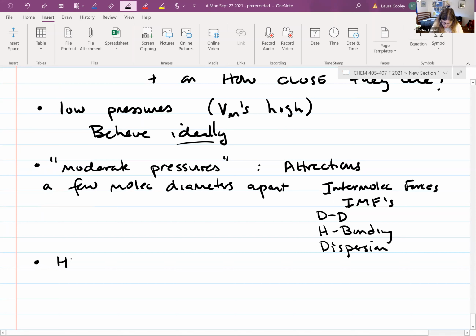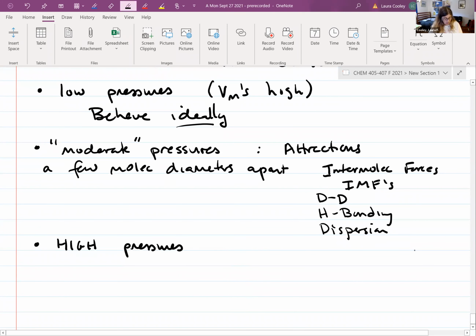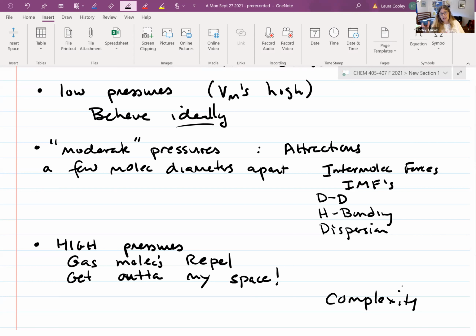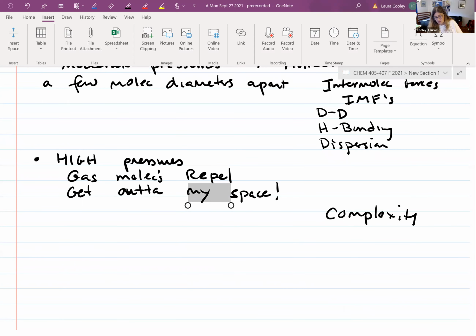But what happens when you get to a realm of high pressures? The definition of moderate and high really depends on the gas and how strong its intermolecular forces are. But at very high pressures, gas molecules actually repel each other. Because it's like, get out of my space. Two molecules cannot take up the same volume. So you can see there is some complexity to non-ideal gas behavior. You can't just make a blanket statement that gases will really attract each other. It's not true. At higher pressures, the dominant interaction is repulsion.